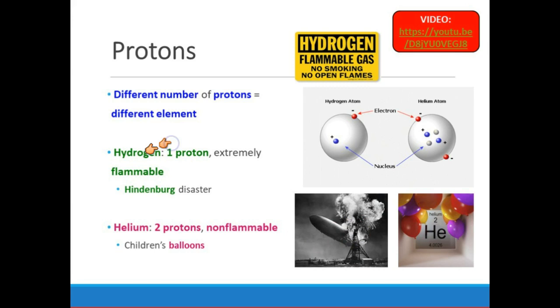Smiley faces if that makes sense. Hydrogen, always 1 proton. Helium, always 2 protons. Doesn't matter what else is going on. The number of neutrons could change. The number of electrons could change. Crazy things can happen, but as long as the protons stay the same, the identity will not change. However, this is super important, guys. A single proton can make such a big difference, okay?